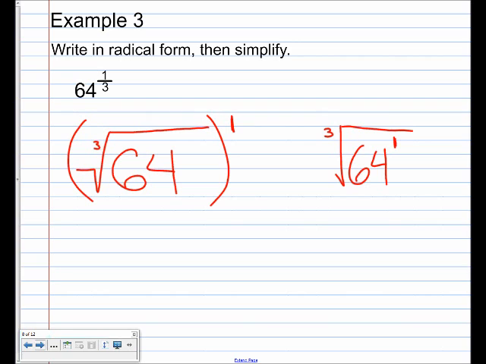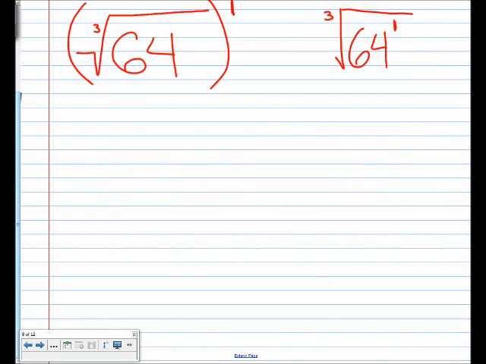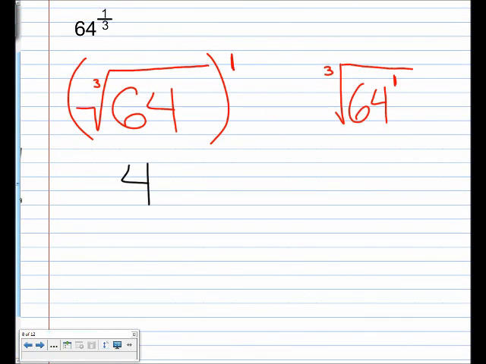Now it says to simplify if possible. Do you know the cube root of 64? 4. And then what's 4 to the first power? Still 4. So there you go. So that's that one. Just 4. The cube root of 64 is 4. 4 times 4 times 4 is 64. Questions on going from a rational exponent to a radical?